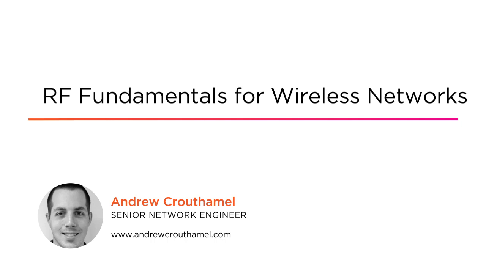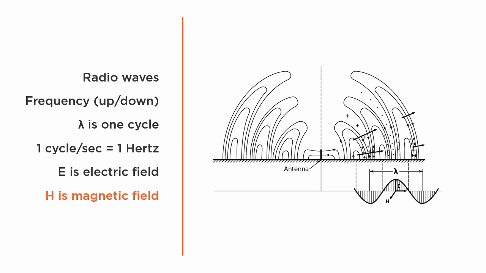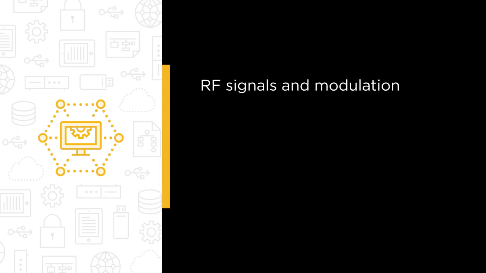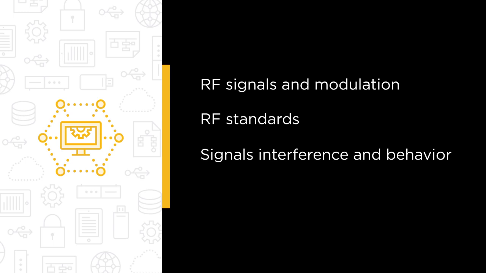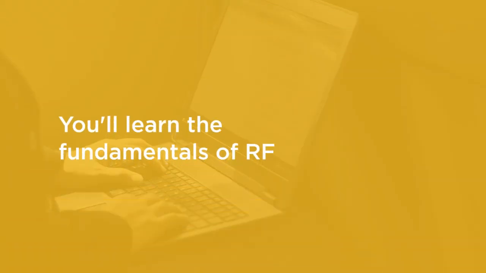I'm a senior network engineer and educator. This course is an introduction to radio frequencies, wireless standards, and antennas. Some of the major topics include RF signals and modulation, RF standards, signals interference and behavior, and finally, an introduction to antennas. By the end of this course, you will learn the fundamentals of RF, what they are and how they're used, as well as how they act in the real world.